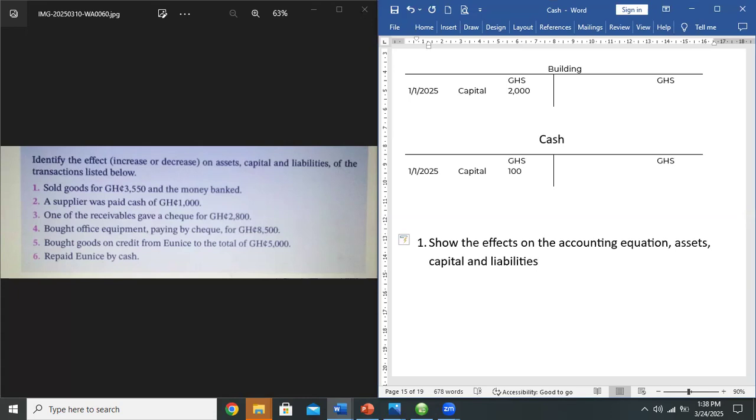On the other hand, if you are asked to prepare the ledger account, or post to the ledgers, then professors, they are expecting you to draw your T account like we have been doing and do your debit and credit. So note the difference between the two, because I've had students preparing the account when they have been asked to show the effect. So you prepare the T account when you see prepare the ledger account or prepare the account, or sometimes they say record the following transactions in the ledger account. So I believe that is clear.